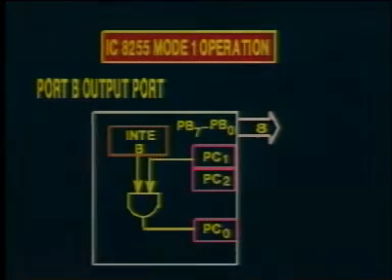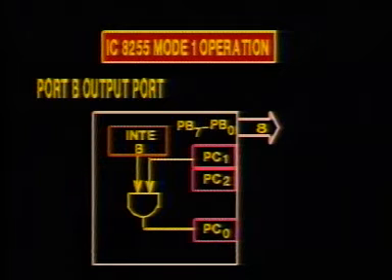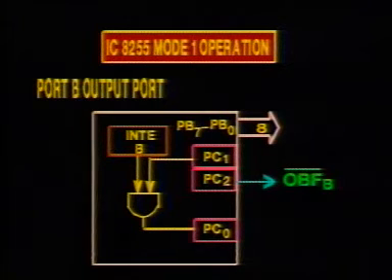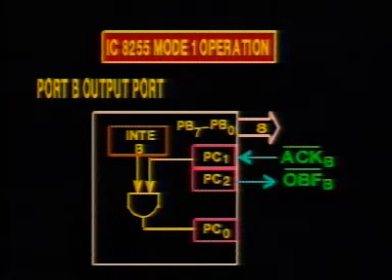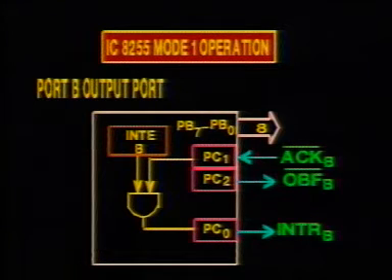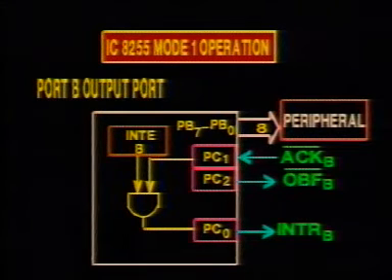Port B may be used as an output port. Bit 2 of port C is used as the output buffer full signal. Bit 1 of port C is used as the acknowledge signal. Bit 0 of port C is used as the interrupt request signal. Port B may be connected to a peripheral. Output buffer full and acknowledge signals are also connected to the peripheral.